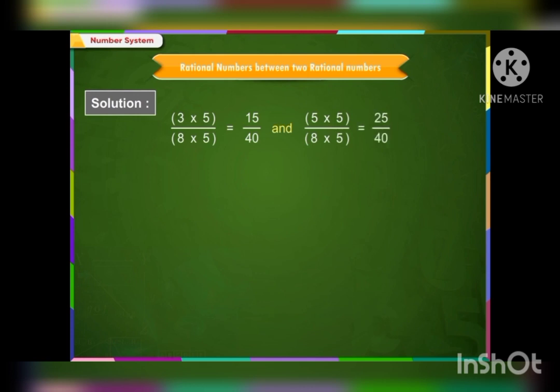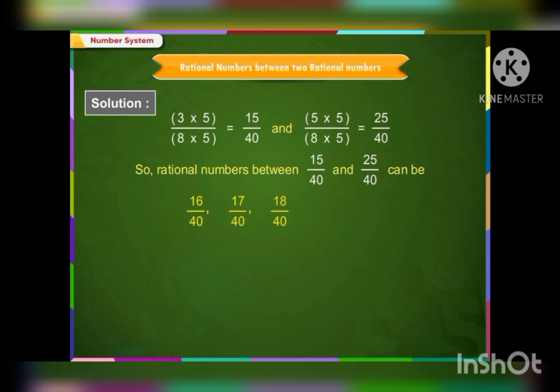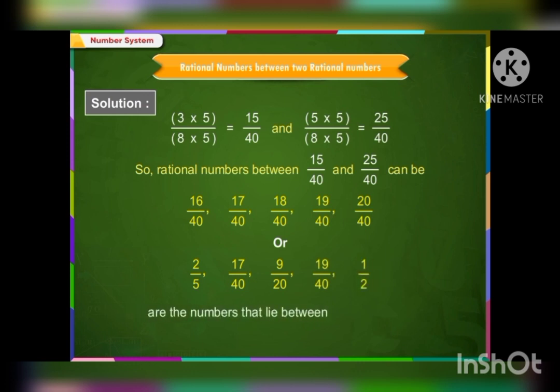The rational numbers between 15 by 40 and 25 by 40 can be 16 by 40, 17 by 40, 18 by 40, 19 by 40 and 20 by 40. Or we can reduce these: 2 by 5, 17 by 40, 9 by 20, 19 by 20, then 1 by 2 are the rational numbers between 3 by 8 and 5 by 8.